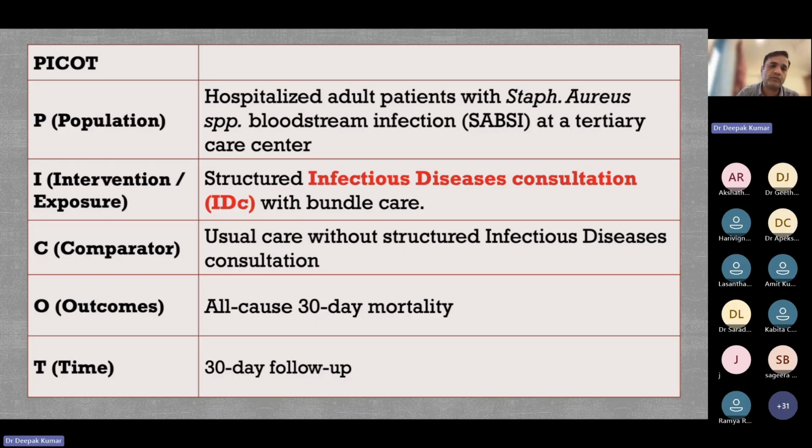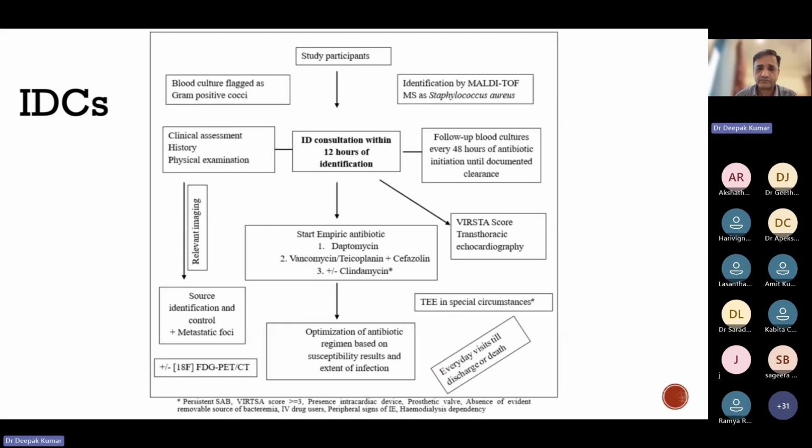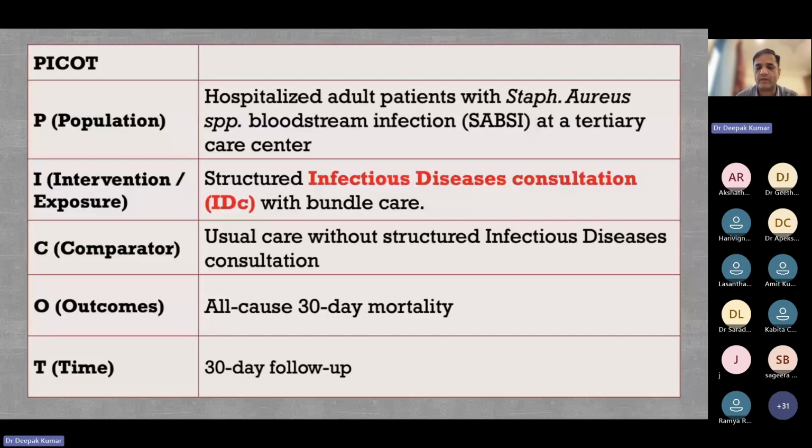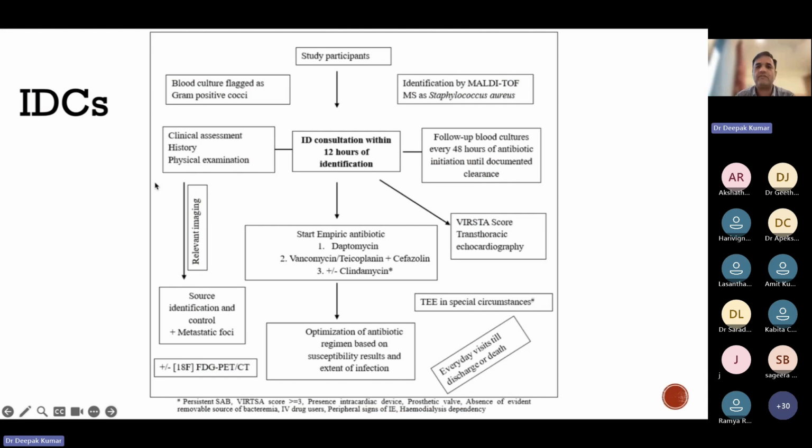So first we have to break down our topic, clinical research topic or thesis, into PICOT. If you can break down the PICOT, the next step is to understand what the infectious disease consultation is. It is not common that in which intervention you are going to do, you have to understand carefully. So this is the process of infectious disease consultation. I will not go into detail of this.